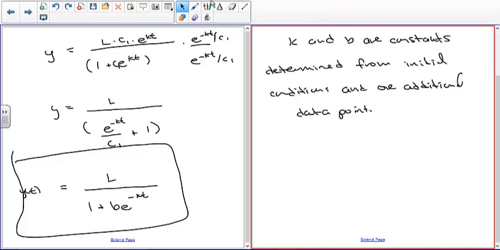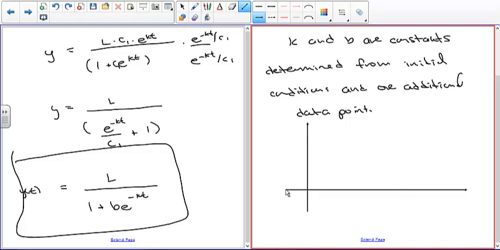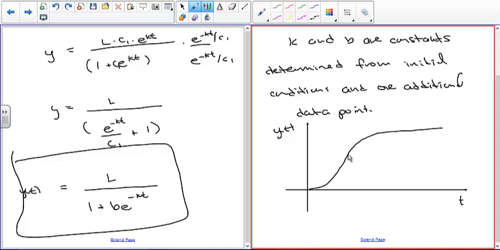So if you plotted population as a function of time, so this is y, this is t. What it looks like is it goes like this, and then it increases, and then it levels off. And this is L.